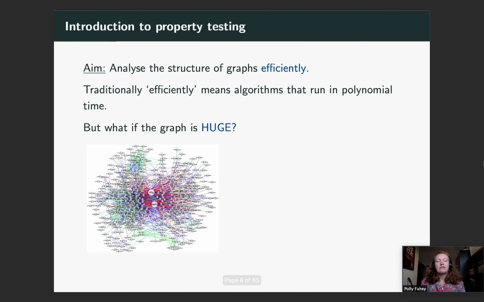But what if the graph is huge? What if it's so huge that we cannot even read the whole graph once? And therefore, even linear time algorithms are too slow. And we know that these huge graphs do appear in practice, for example, in social networks and biological networks. And so it's very important that we develop efficient algorithms which are suitable for these huge graphs.